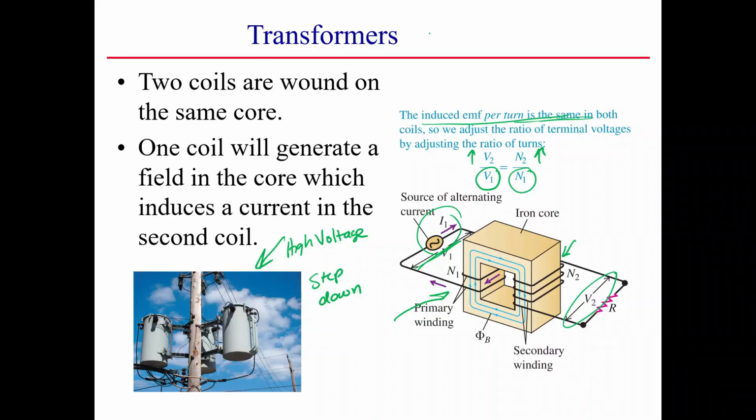So we could have a step down transformer, which is what I'm talking about here, like with the household. That step down transformer has to go from a high number of turns to a lower number of turns. If I wanted to step up, then I would do the opposite. So step down, you decrease the number of turns. Step up, you increase the number of turns. And there's this nice little ratio here to help you with your calculations.